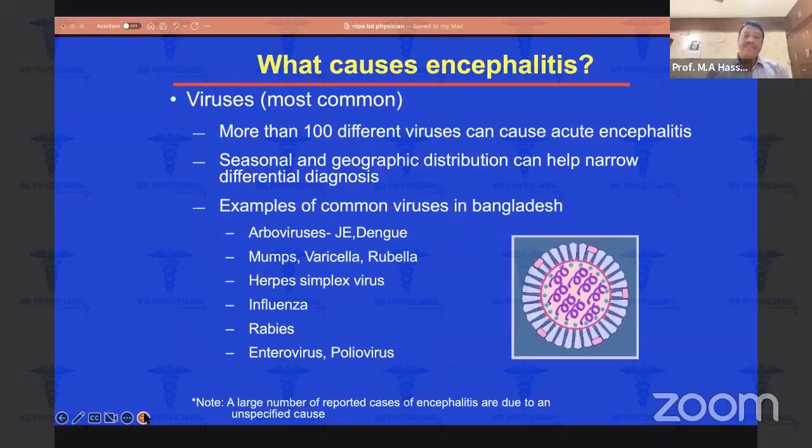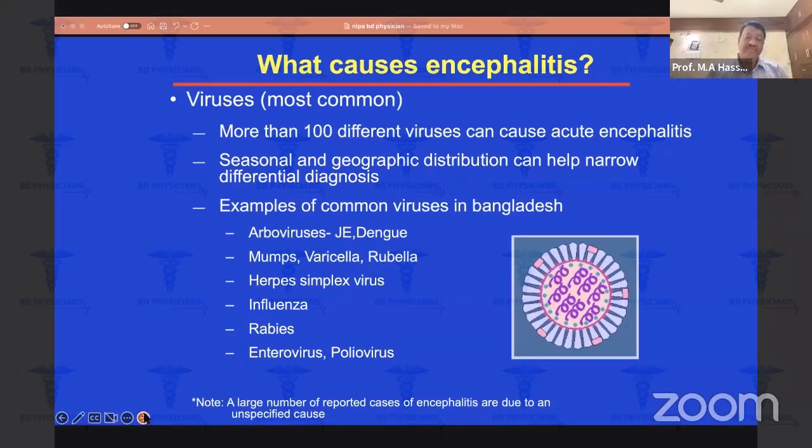And what are the viruses responsible for encephalitis? More than 100 different viruses can cause acute encephalitis, and it varies in different countries, and different regions of the same country. For example, West Nile virus is more common in USA, but it is not common in our country, or very rare. And some common encephalitis viruses we are facing problems with. One is the arbovirus, that is the Japanese encephalitis virus, dengue virus, mumps, varicella or rubella virus, herpes simplex virus. It is one of the commonest infections causing encephalitis in our country.